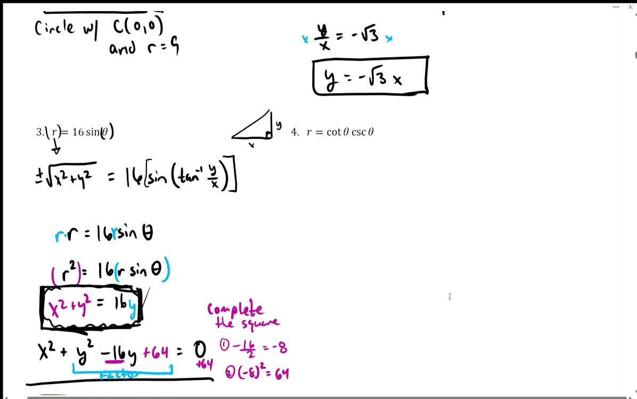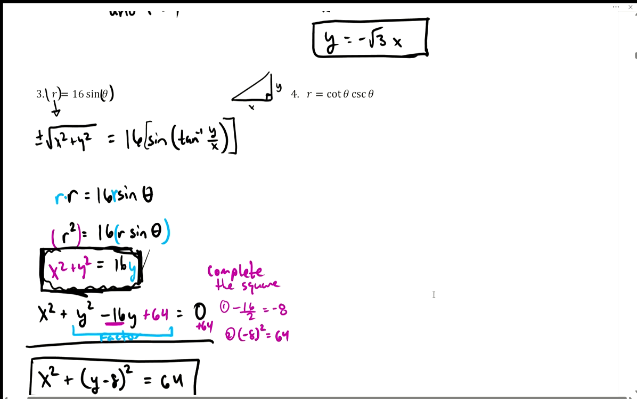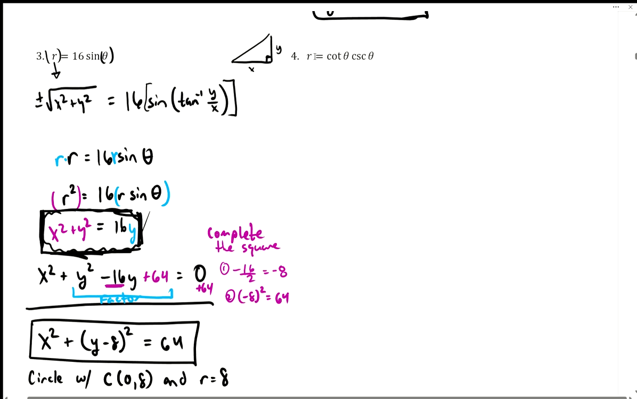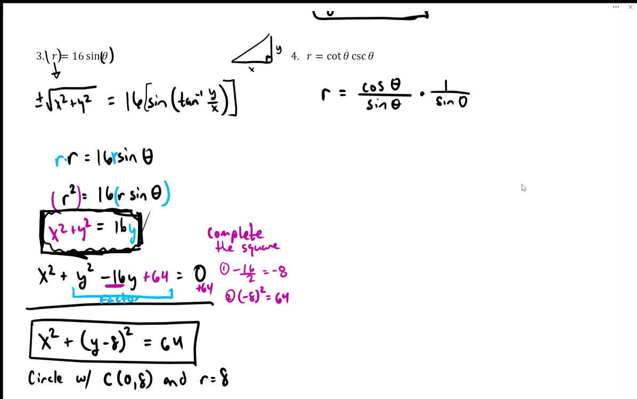All right, so number 4. Okay, so number 4, we have r equals cotangent theta cosecant theta. Well, cotangent and cosecant we don't like, right? Let's change those. Cotangent is cosine of theta over sine of theta. And then cosecant of theta is 1 over sine of theta.